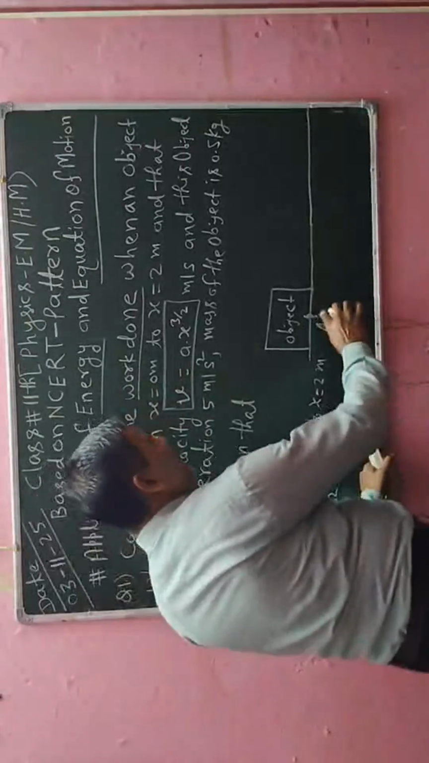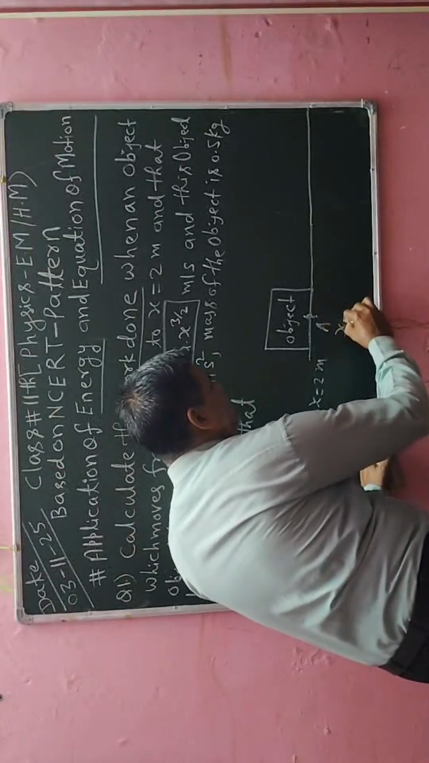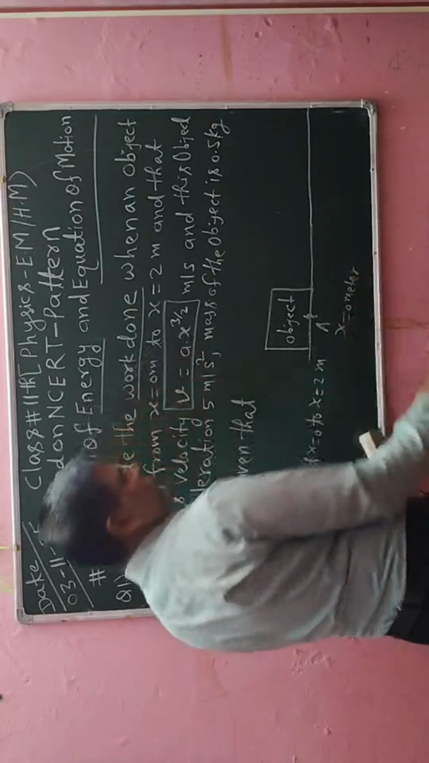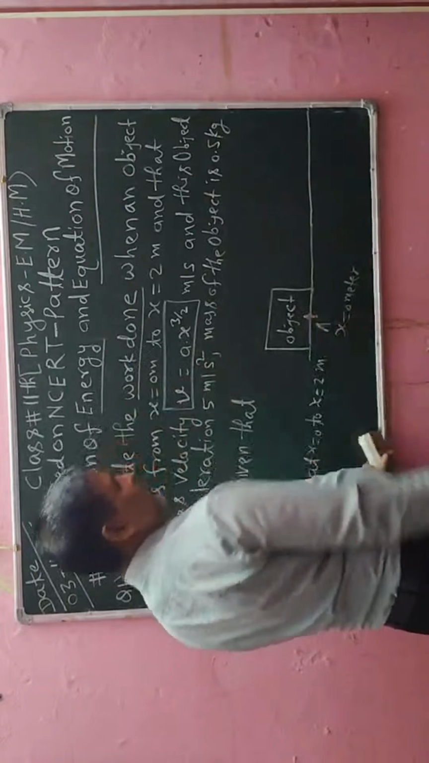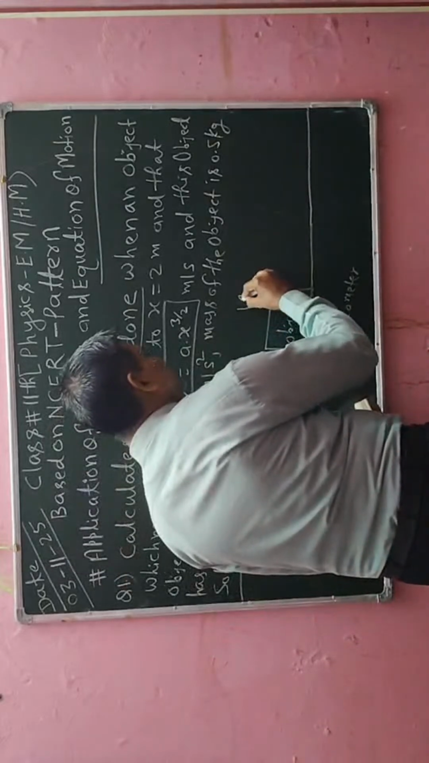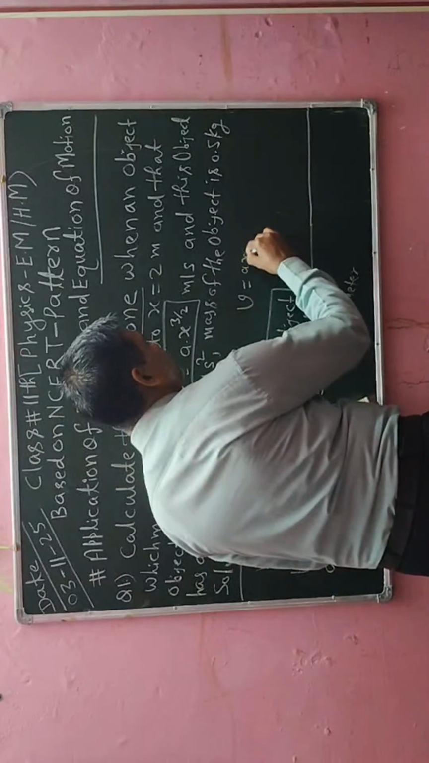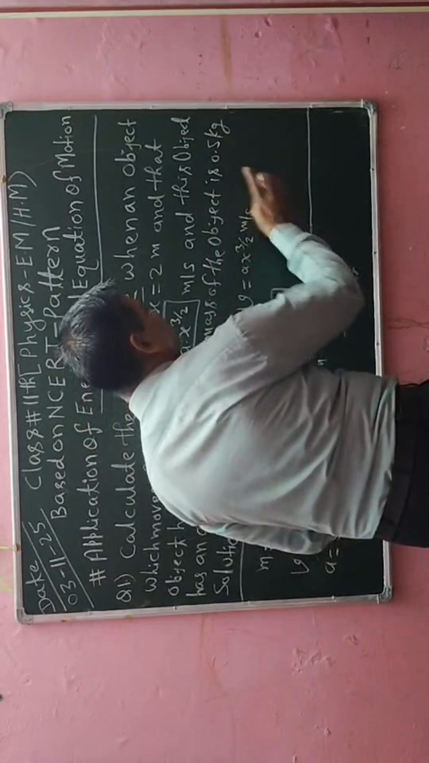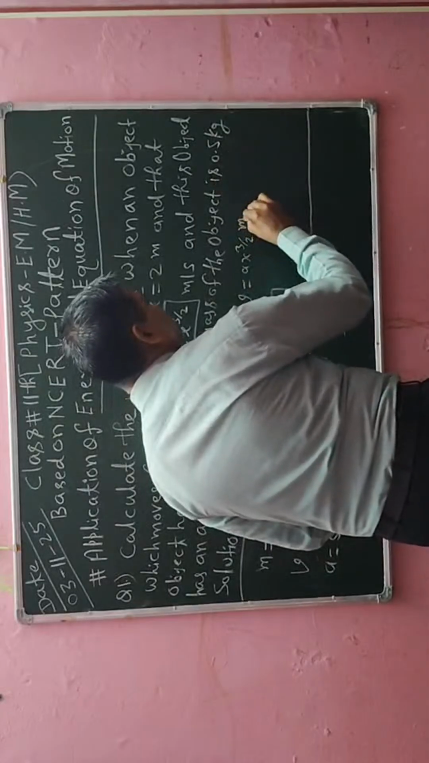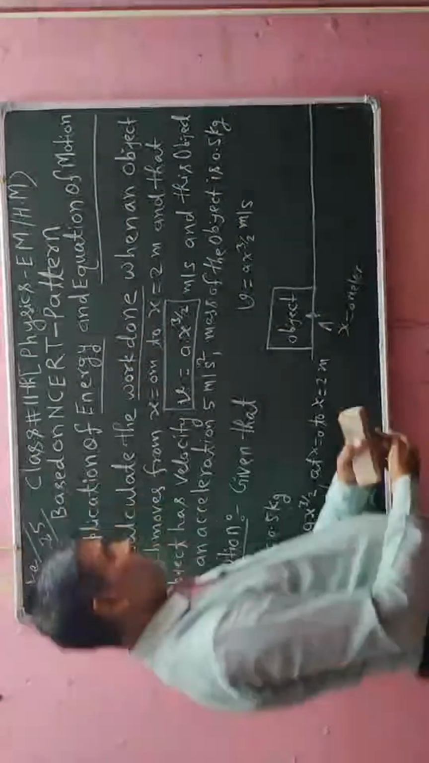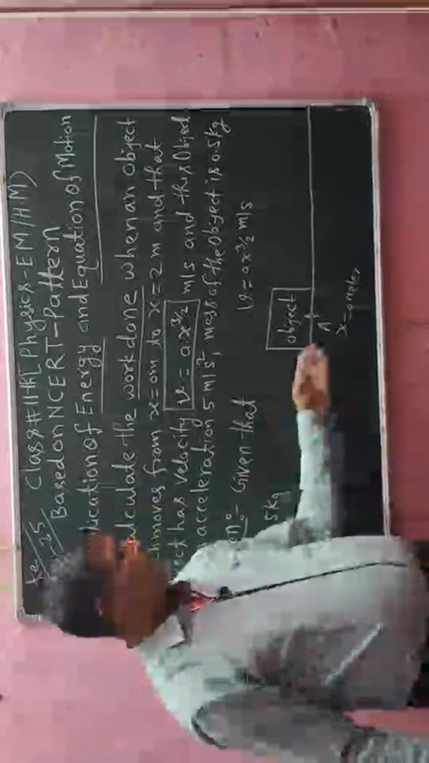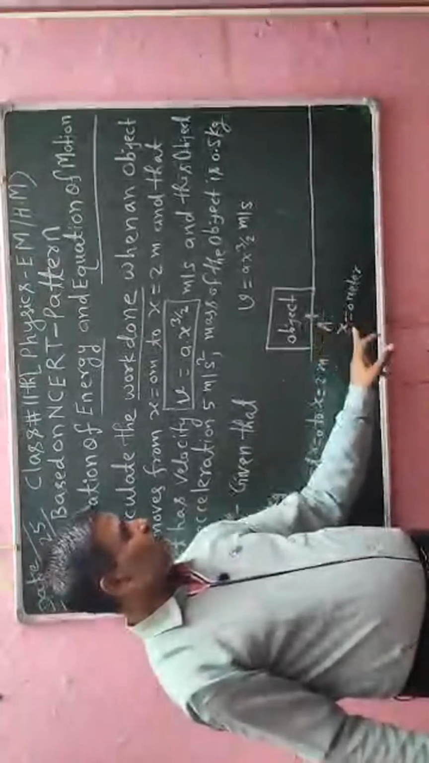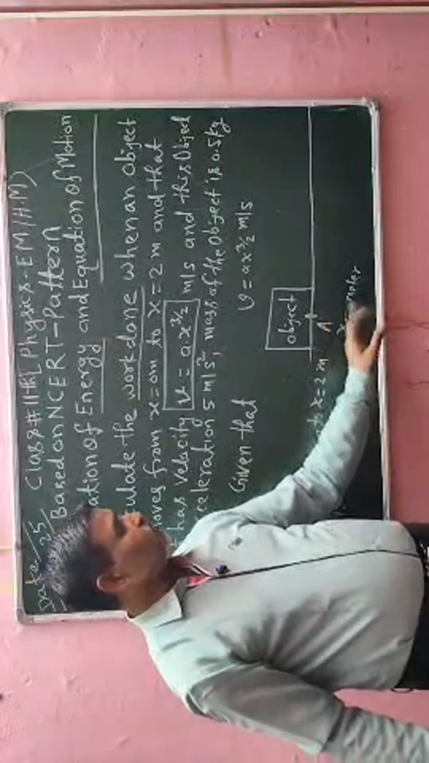Now at X is equal to 0 meter, the object is available here, but its velocity is given as A into X to the power 3 divided by 2 meter per second. That is written here, meter per second. Now this is the object that is located at point A, and the X coordinate of point A is X is equal to 0 meter.